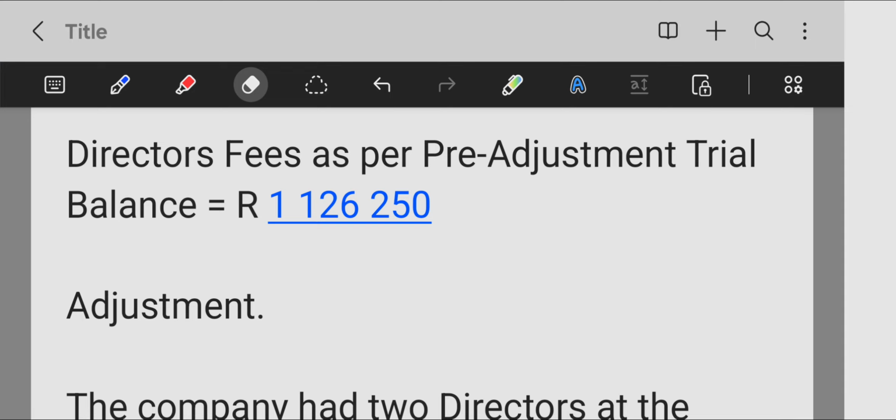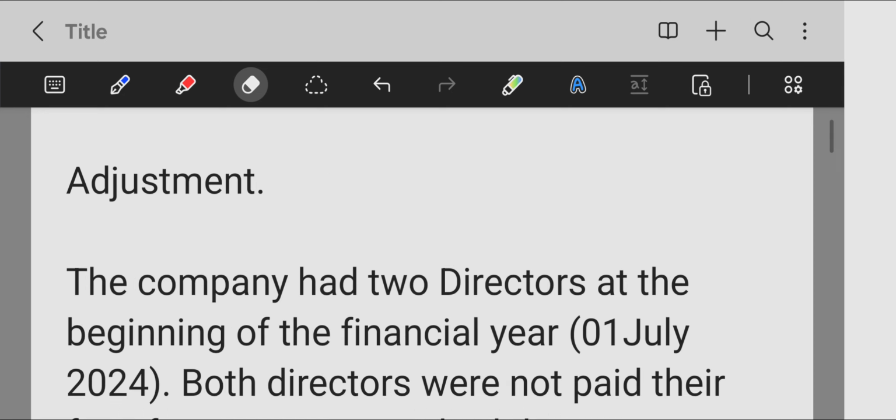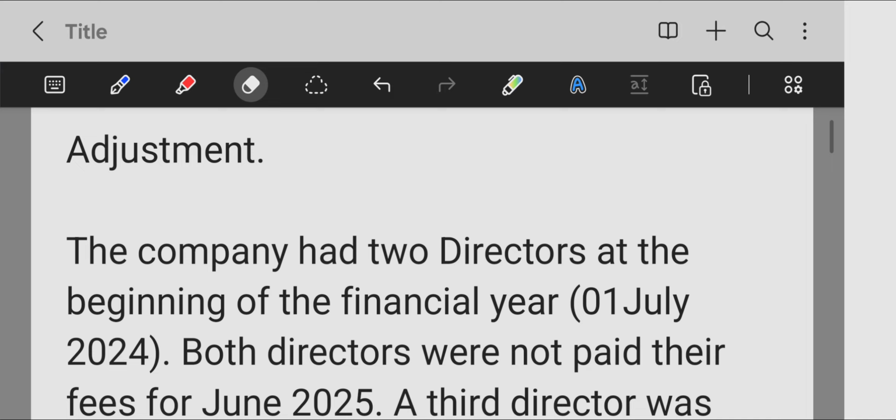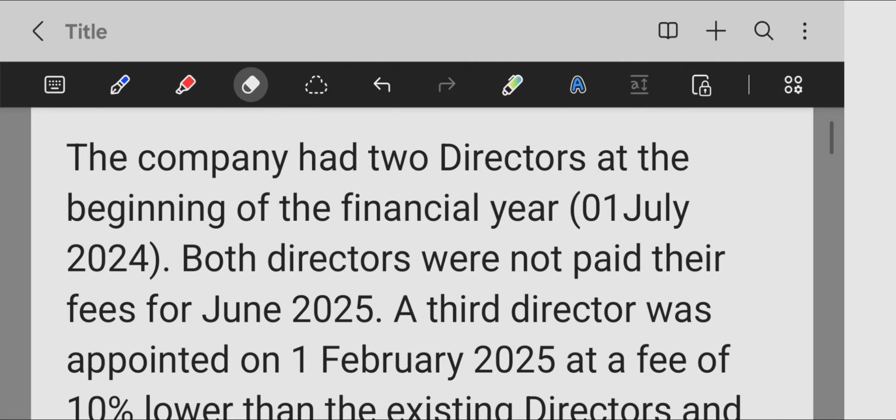We are going to do director's fees. Now, we have been given the director's fees as per the pre-adjustment trial balance, which is 1,126,250. Now, this is the adjustment. The company had two directors at the beginning of the financial year, 1 July 2024.